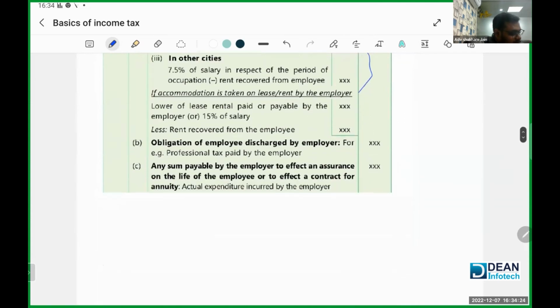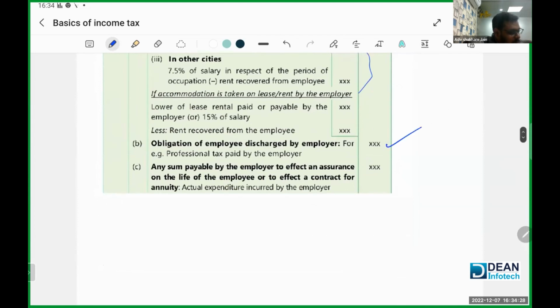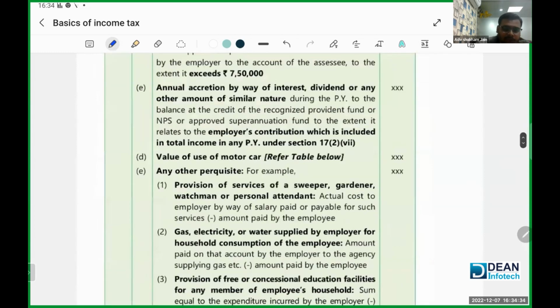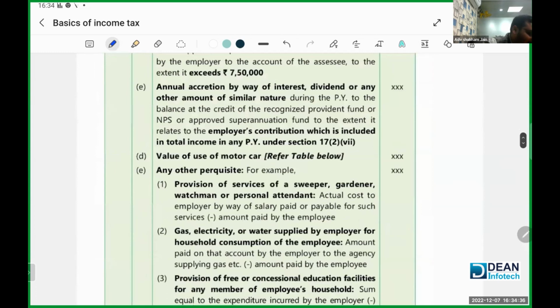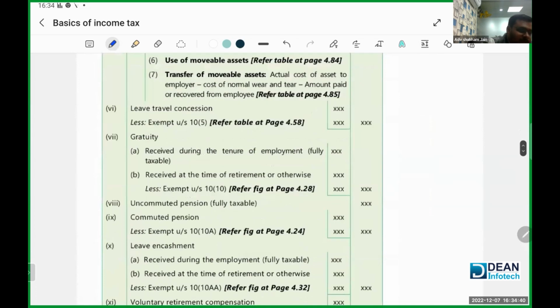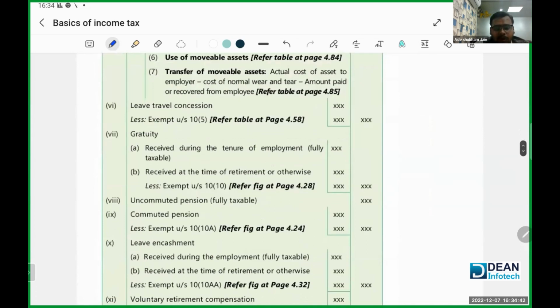Then obligation of the employee discharged by employer, if any, we're going to add that. Sum payable by employer to effect an insurance, we're going to add that. There are a number of perquisites and allowances. We're going to add everything, and then we're gonna reach the point where we get the total amount that is being earned under the head salaries. It also includes uncommuted pension and leave encashment. All these things are included in salaries.